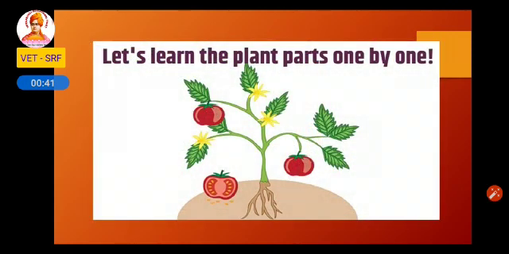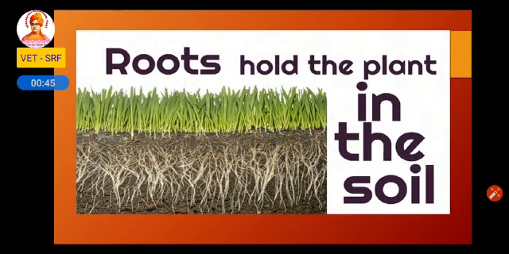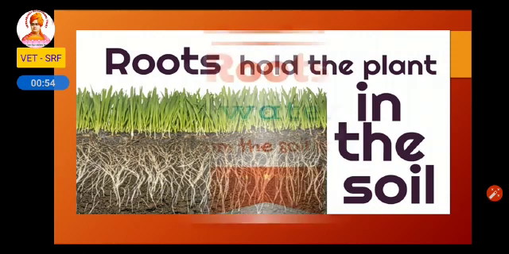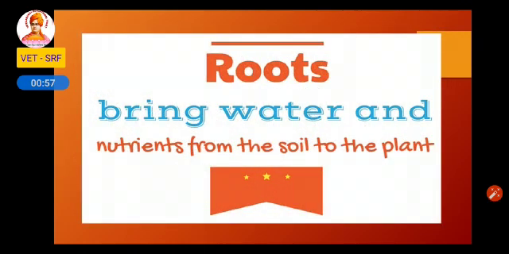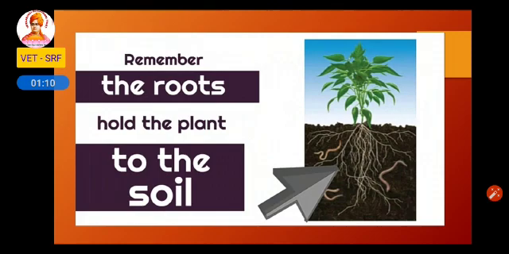Let us learn plant parts one by one. Root. Roots hold the plant in the soil. So the root will be holding the plants under the soil firmly. Roots bring water and nutrients from the soil to the plants. So root will absorb water and nutrients from the soil and transport them to the rest of the plants. Remember, roots hold the plant to the soil.